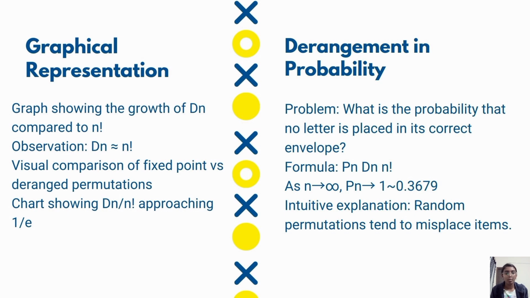Derangement in probability. Problem: what is the probability that no letter is placed in its correct envelope? Formula: P(n) equals D(n) by n factorial, and as n tends to infinity, P(n) is approximately 1 by e, that is similar to 0.3679. Intuitive explanation: random permutations tend to misplace items.